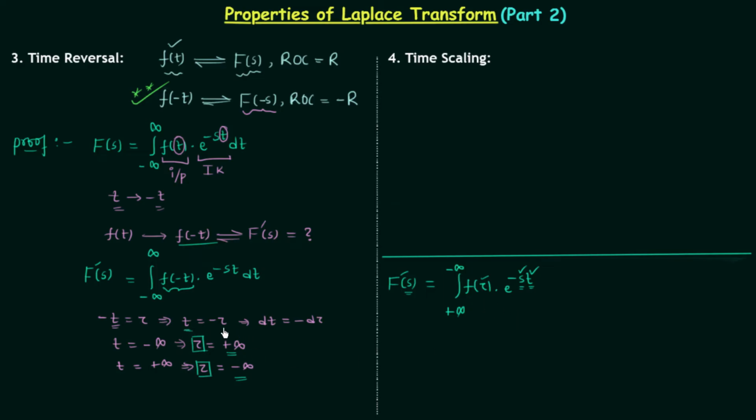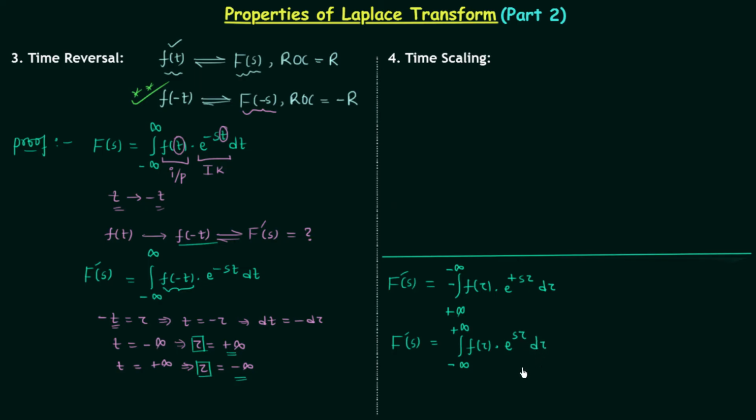You can see t is equal to minus tau. So we will write minus tau in place of t. So we will get the integral kernel equal to e power plus s tau, and in place of dt we will have minus d tau. I will write minus here. Now if we interchange plus infinity and minus infinity, then this negative sign will become positive. So the Laplace transform F(s) dash is equal to integration minus infinity to plus infinity f(tau) e power s tau d tau.